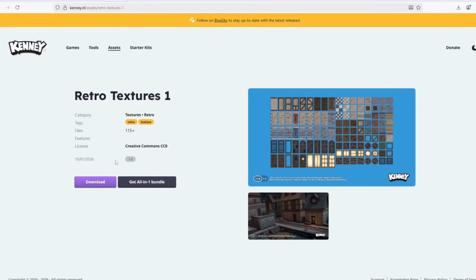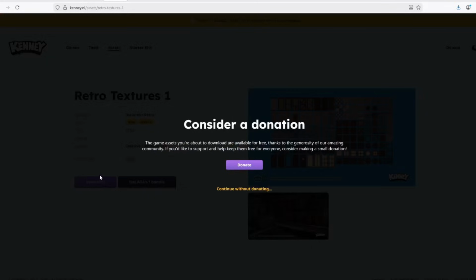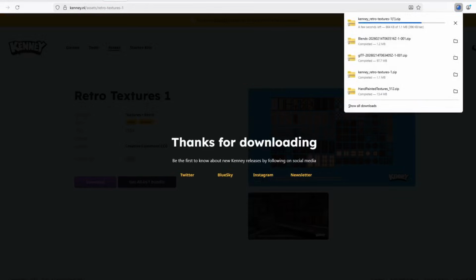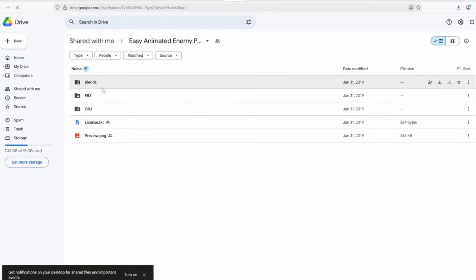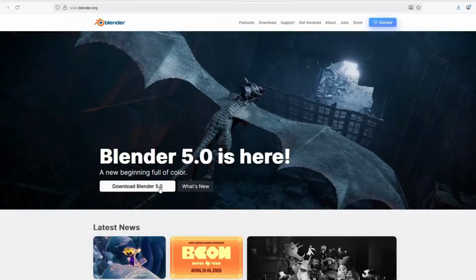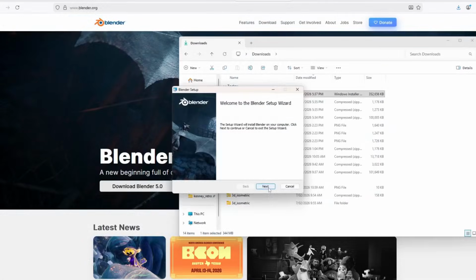So let's continue downloading, and as for all of the other assets, we are also going to preference using glTF. Because this one actually doesn't have a glTF option, as we can see here, so this animated enemy pack, I am going to go ahead and use the blends for this one, which does mean that I am also going to have to set up Blender for this to work.